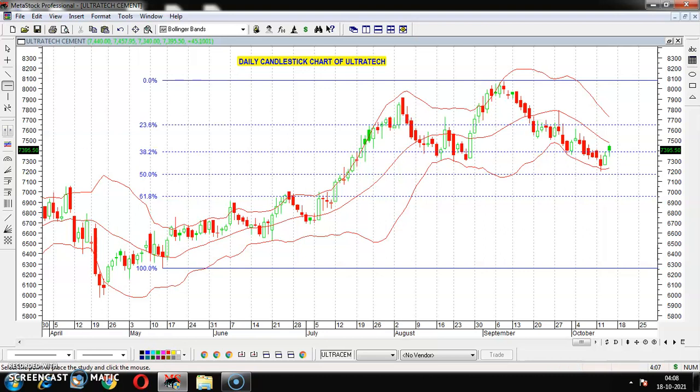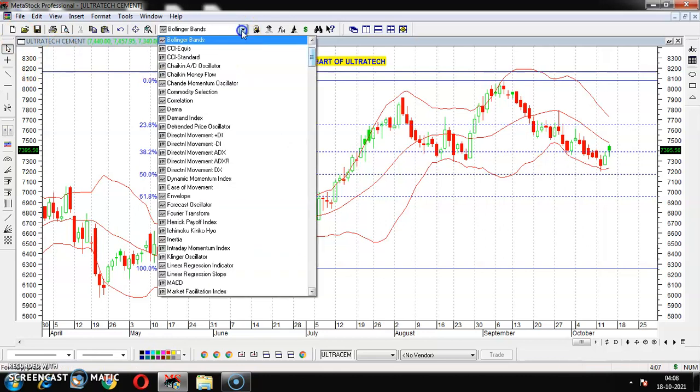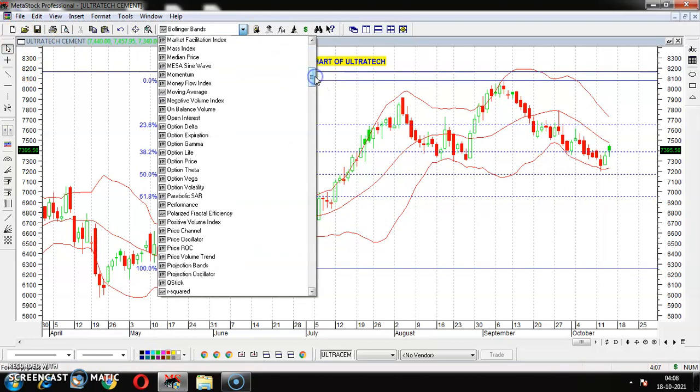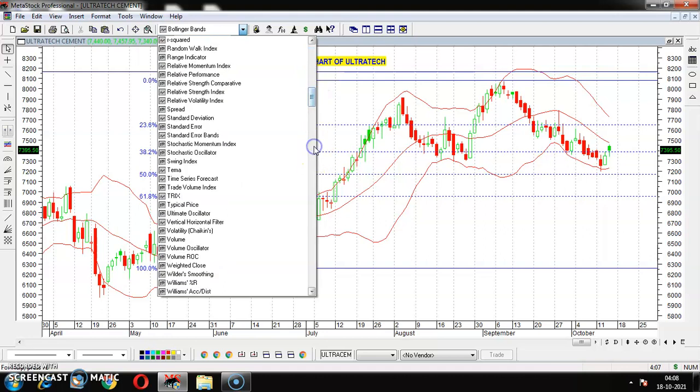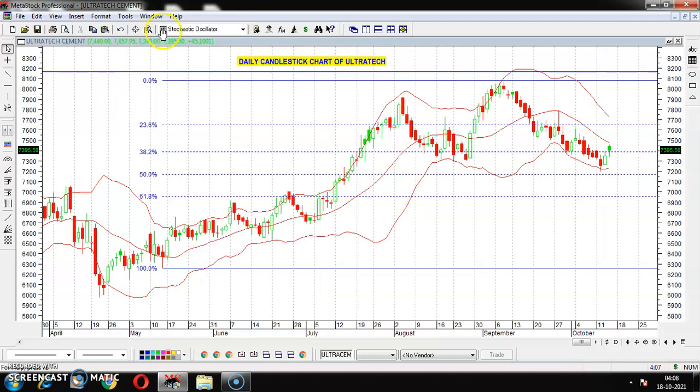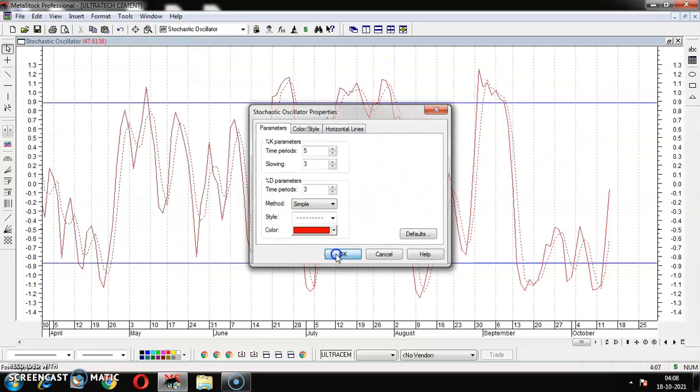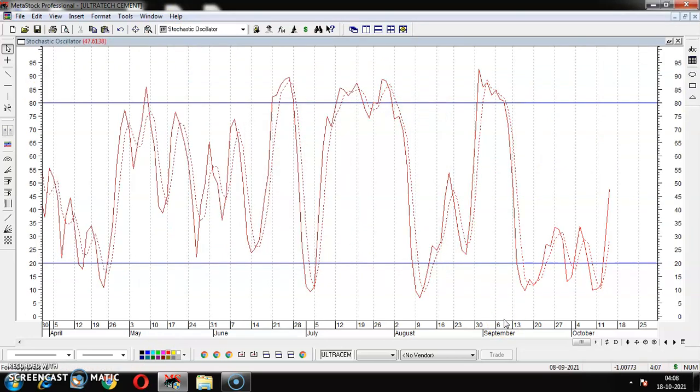Apart from the Bollinger Bands, we can also check the momentum with another parameter. So let me plot the stochastic. Stochastic is also a very important indicator through which we can take some decisions. In stochastic you can generally see two lines. This red one is the stochastic line, and this dotted line can be termed the signal line.